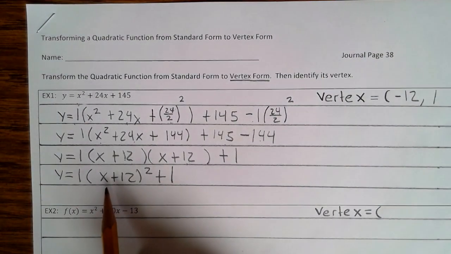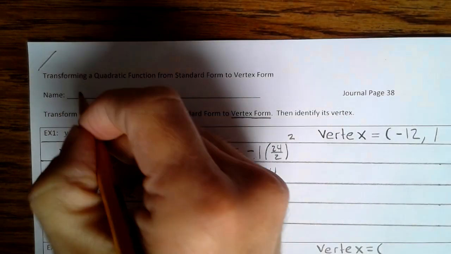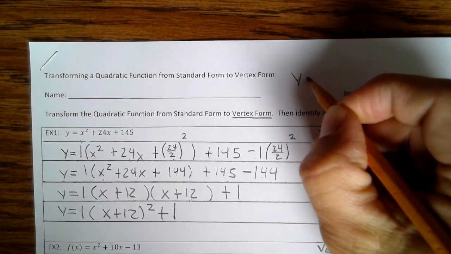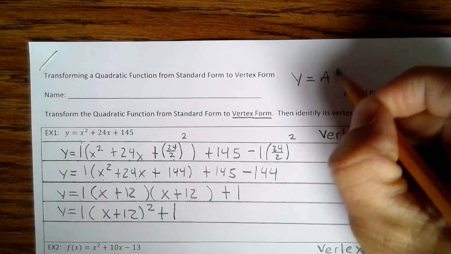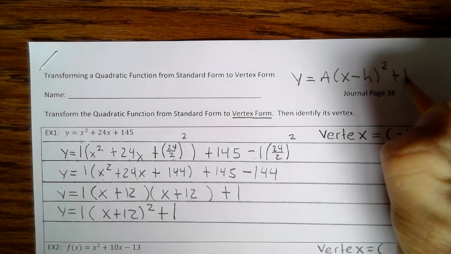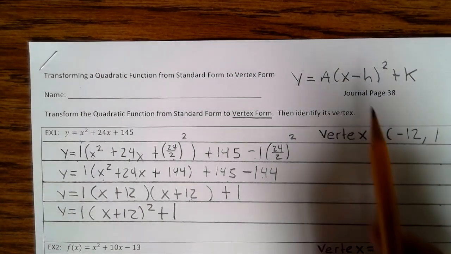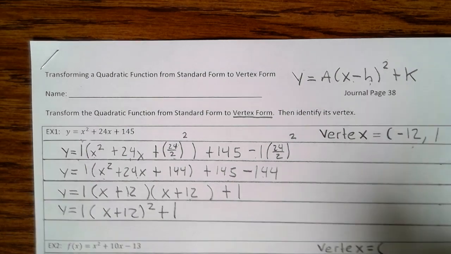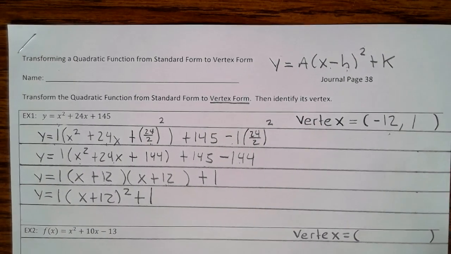Because remember, in the equation, this is y equals a, parentheses x minus h squared plus k. So in order to have a positive value here, this has to be negative. So that's why that's negative 12. Okay, go ahead and finish up example 1.